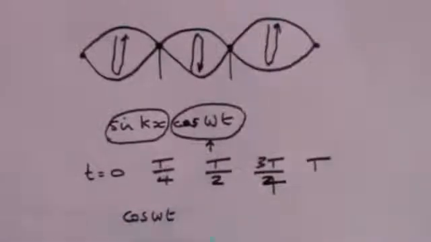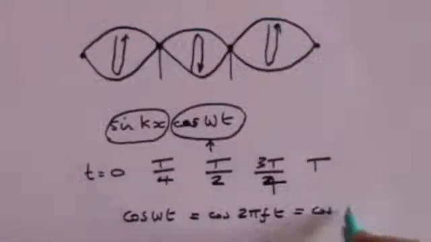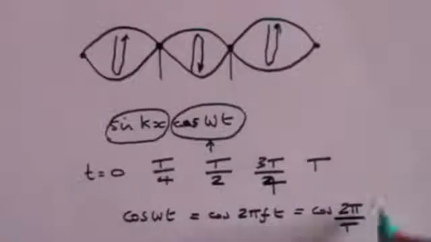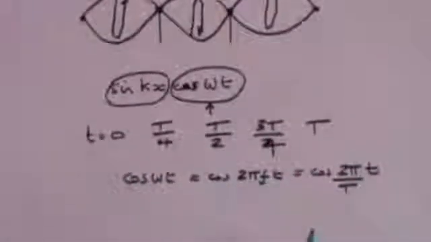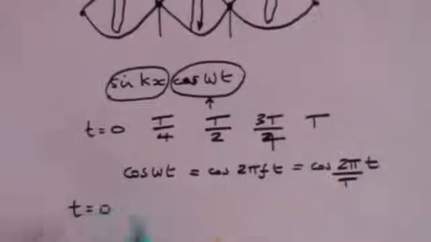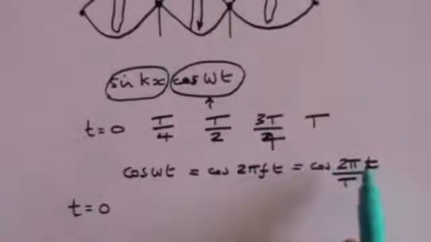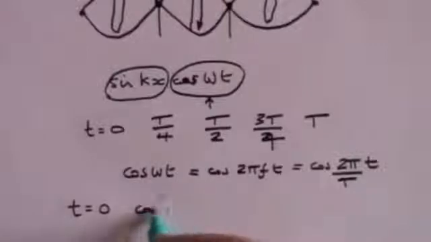Well, cosine omega t, remember I told you that omega is 2 pi f, so that is the cosine of 2 pi f times t, where t is the time in seconds. But f, I told you, was 1 over capital T, so that equals the cosine of 2 pi divided by capital T times the time in seconds. And now we can look to see what happens to this cosine term here, for these values of t. Well, when t is equal to 0, obviously you will have cosine of 0, and the cosine of 0 is 1.